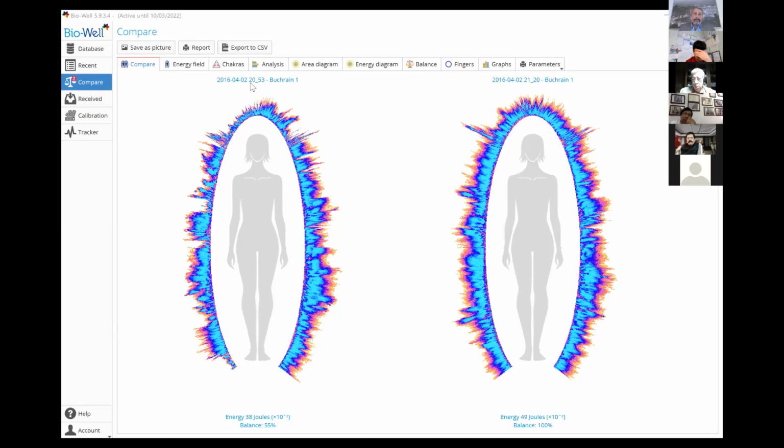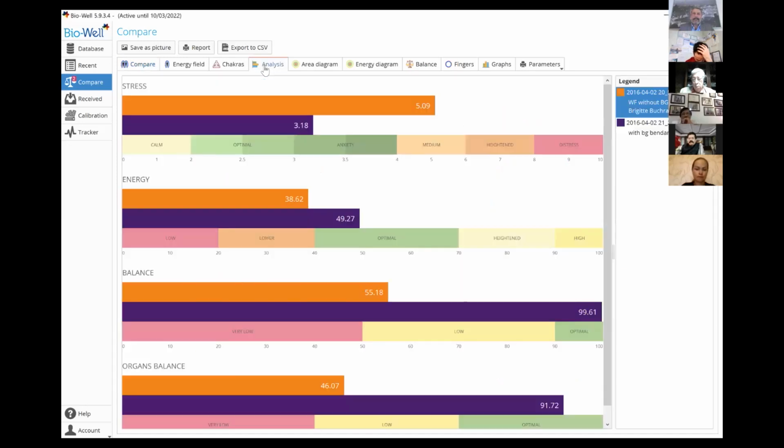I will go through it; the audience today have a background in BioWell techniques and bioelectrography, and they will understand exactly what I mean. I will explain a little for our dear audience who did not take BioWell courses. This is one of the first parameters we always check: the blue line and the orange line. The orange line is always the condition before, and the blue line is after.